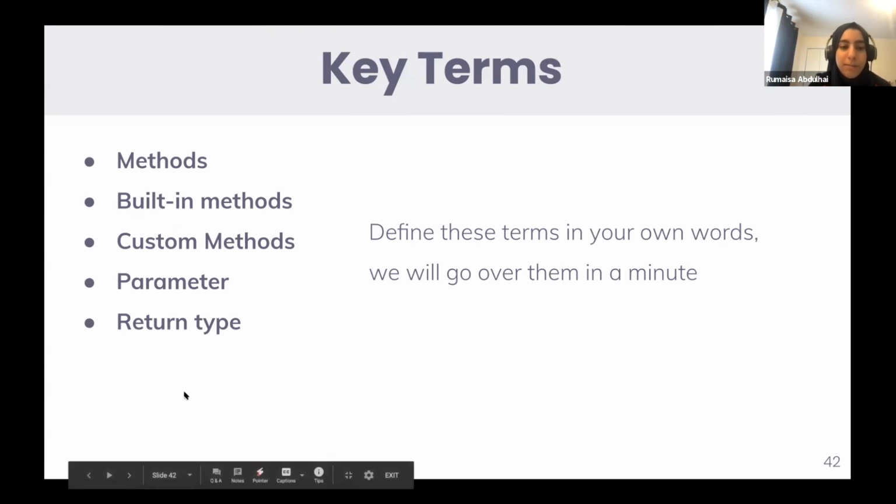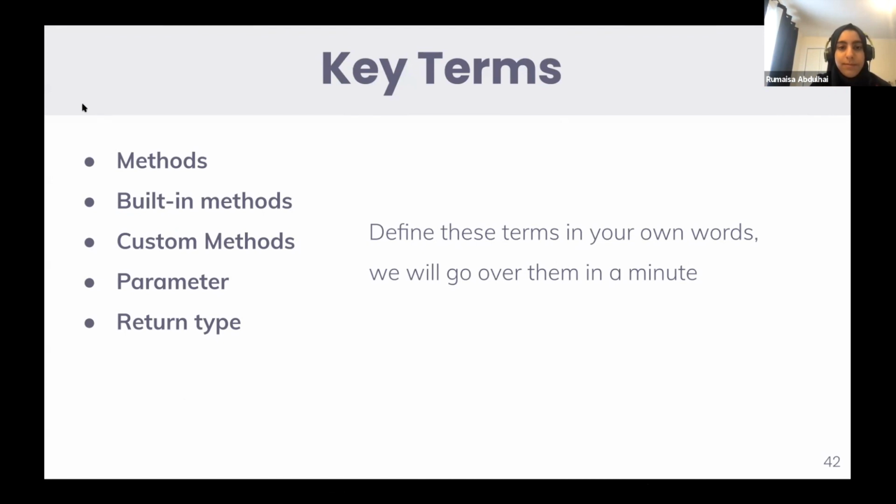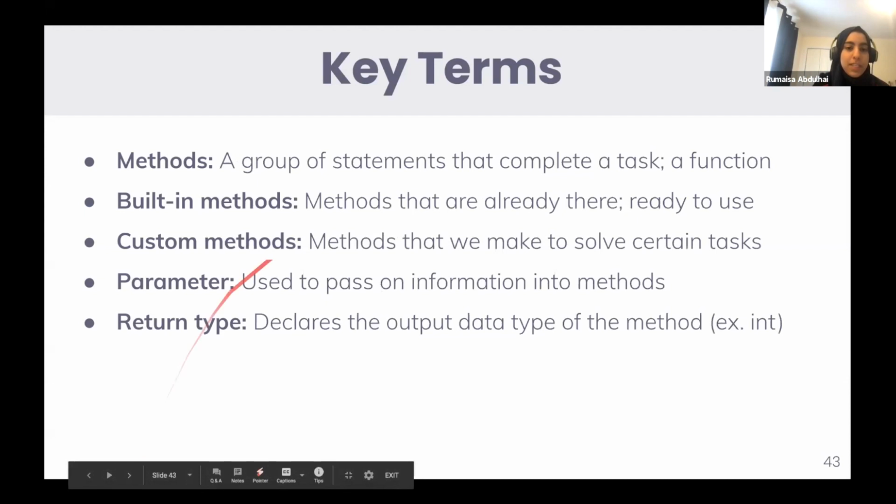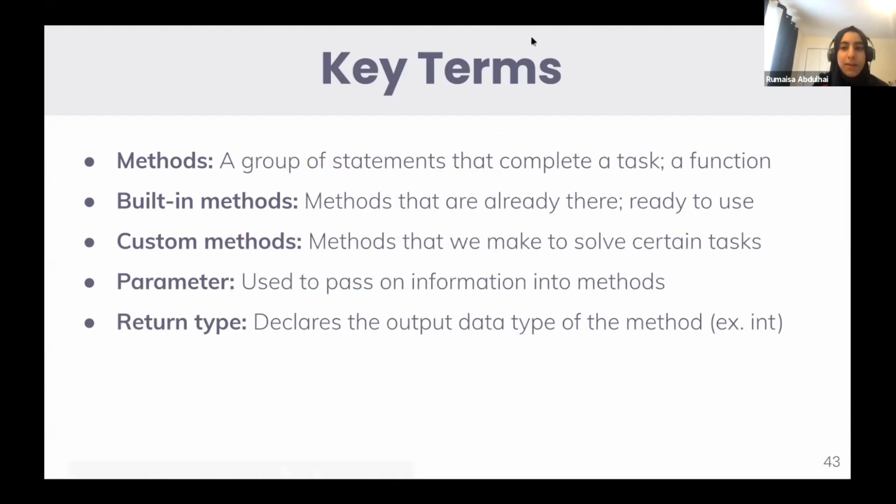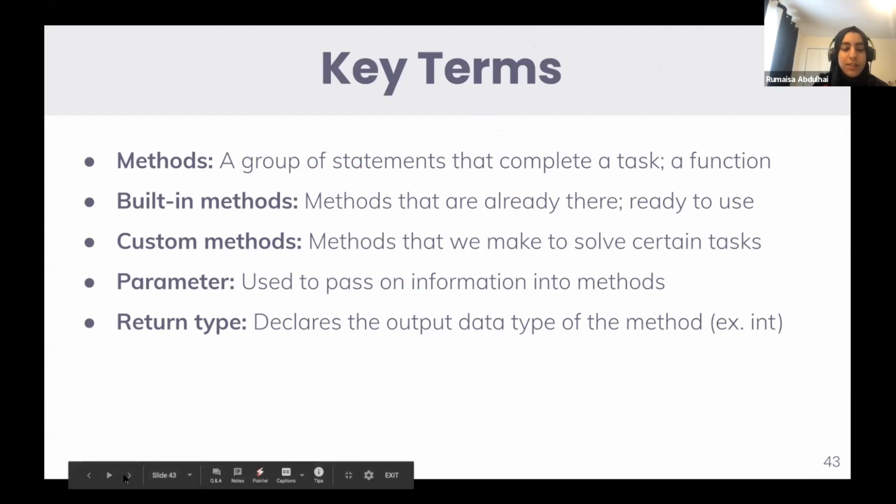What is a return type? So Besher says it's what the method will return. So it can be integer, double, Boolean, or it returns nothing. That is correct. So good job, everyone. These are the definitions that we came up with. Just take 30 seconds to look at them.